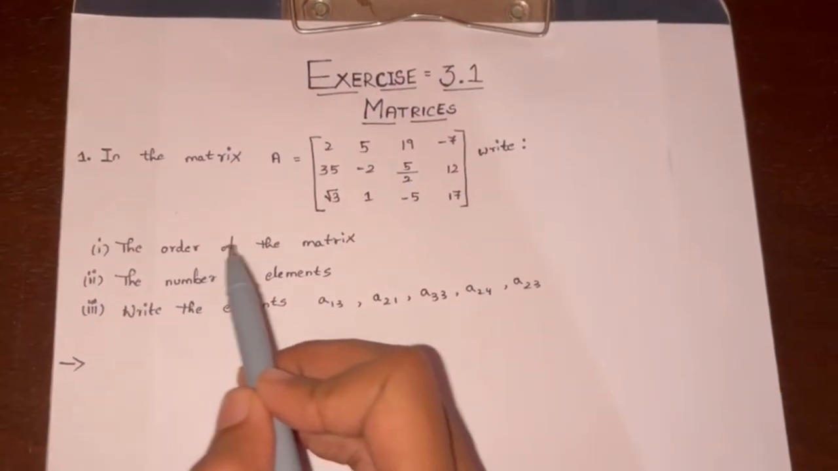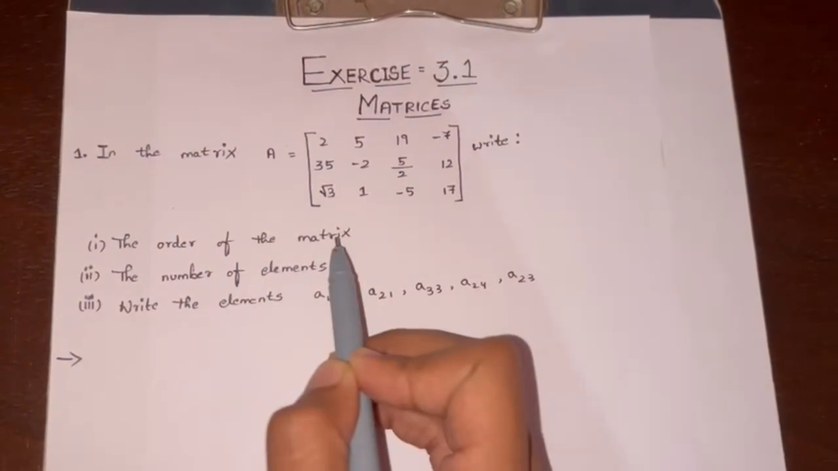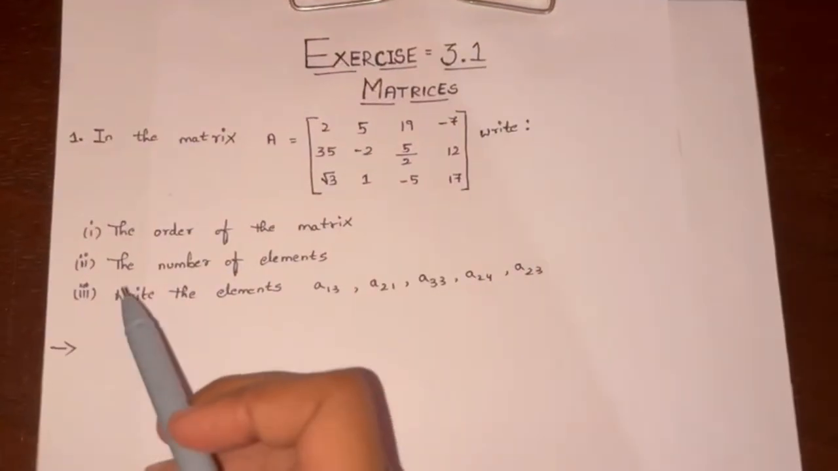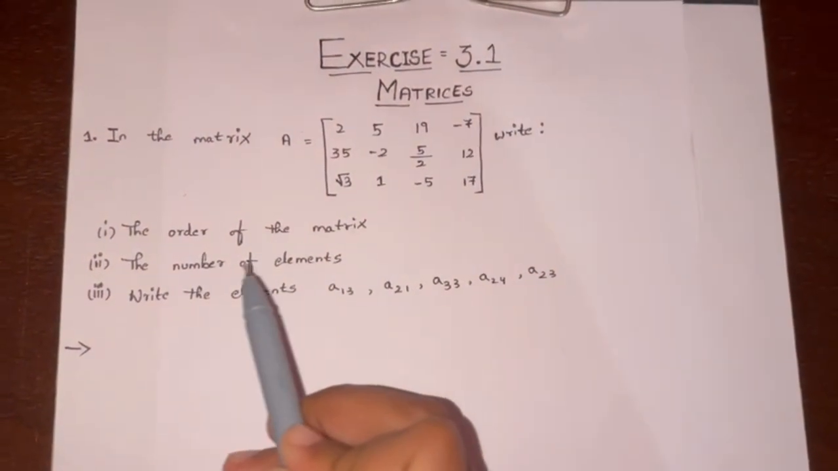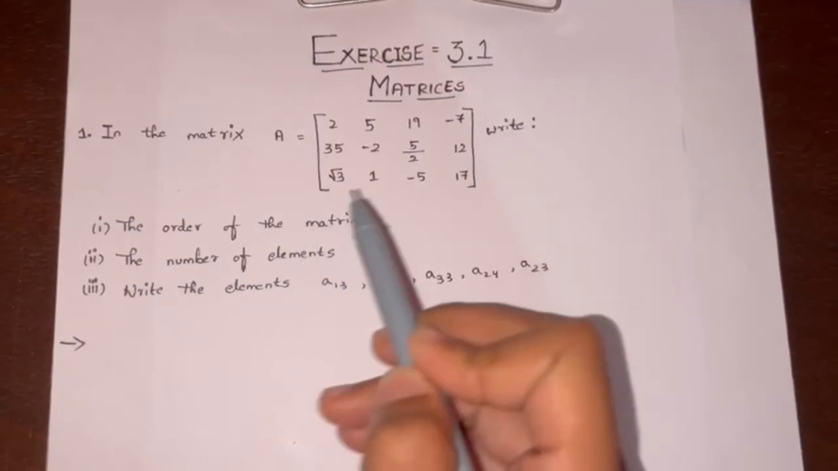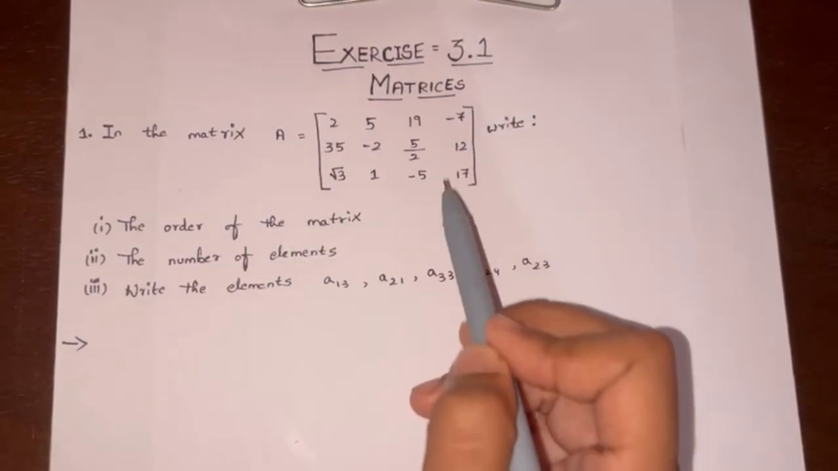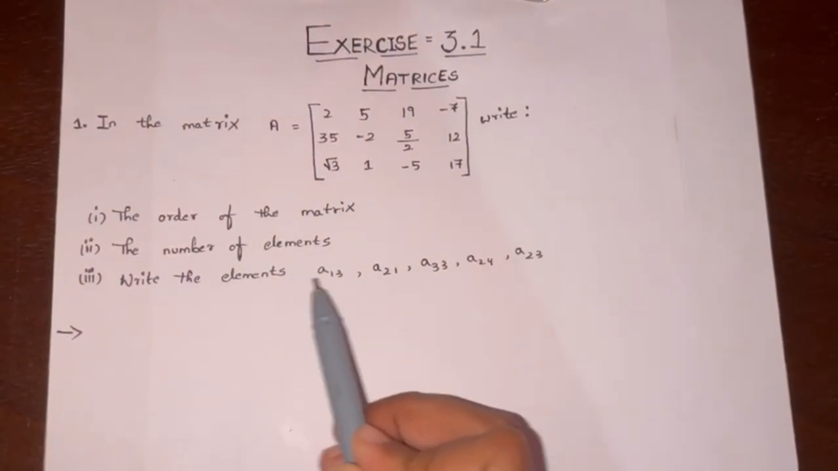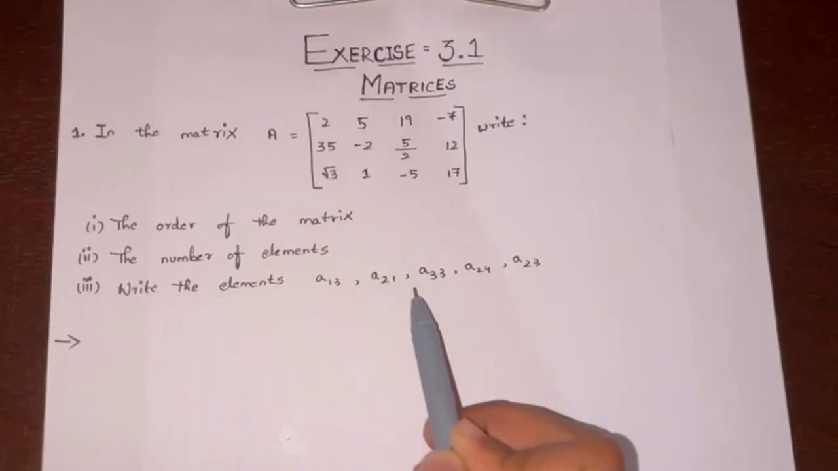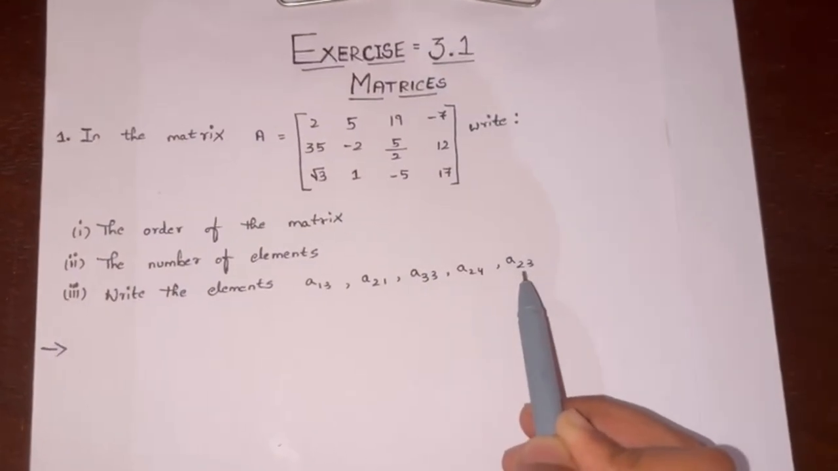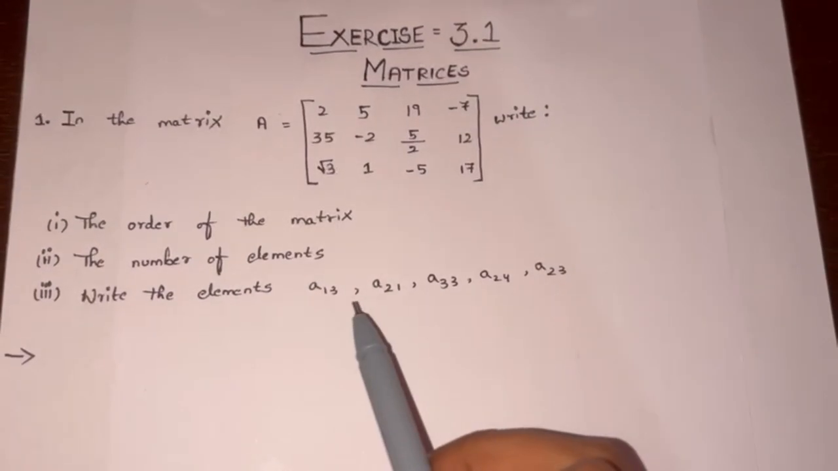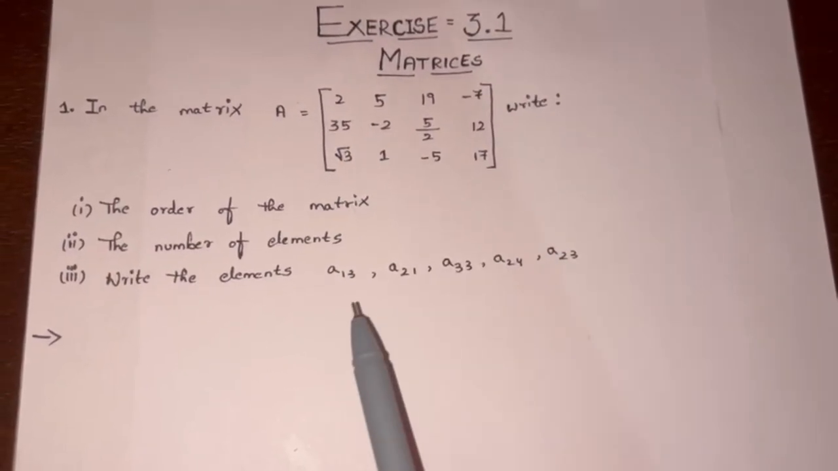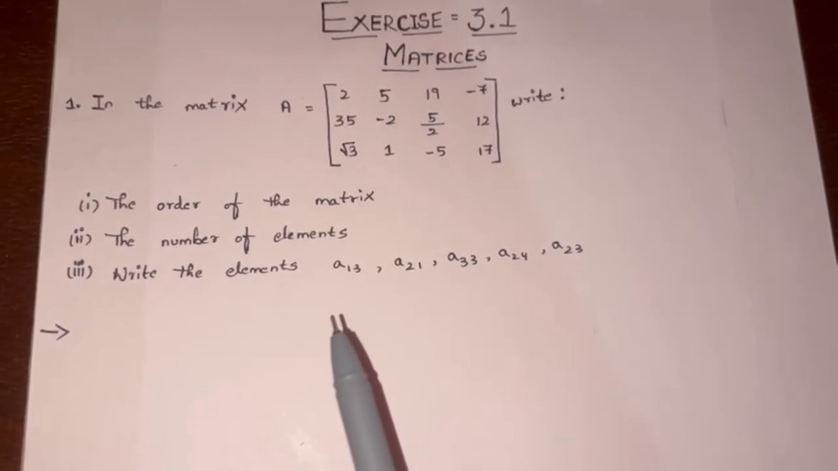The first question is to find the order of the matrix. Then the second question, the number of elements. Here we have to find the number of elements present in this A matrix. Then the third question is to write the elements A13, A21, A33, A24 and A23. Looking into this A matrix, we have to find these elements. So let's solve one by one and know what the answers are.